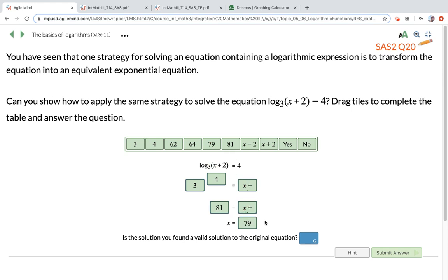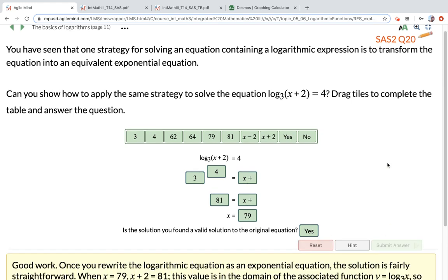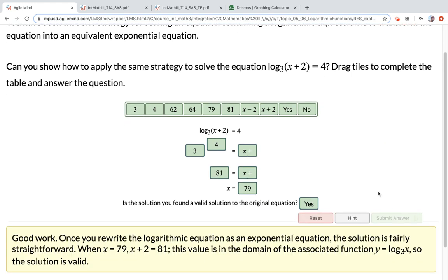Is this a solution to the original equation? Well, if I plug it in, I have a nice positive. We said we don't want negatives inside of our logarithms. We said that was bad. And that's a nice positive number. It should work out just fine. So I'm going to put my little yes in there. Boom! Look at us. We're amazing. We're magical. We're incredible.